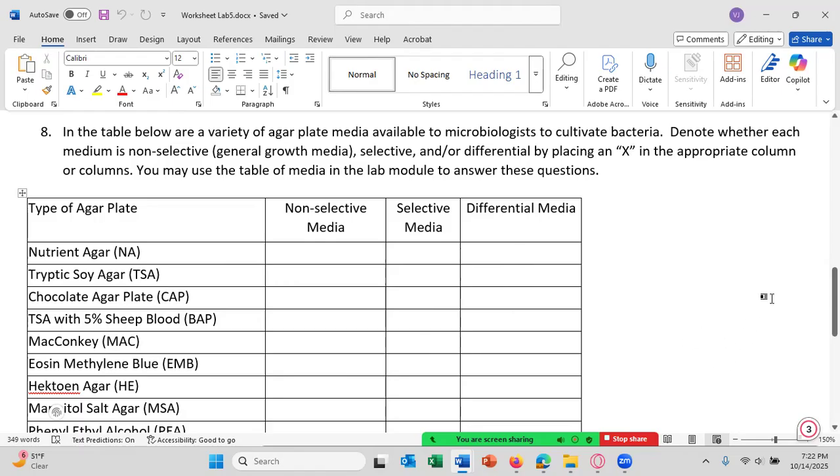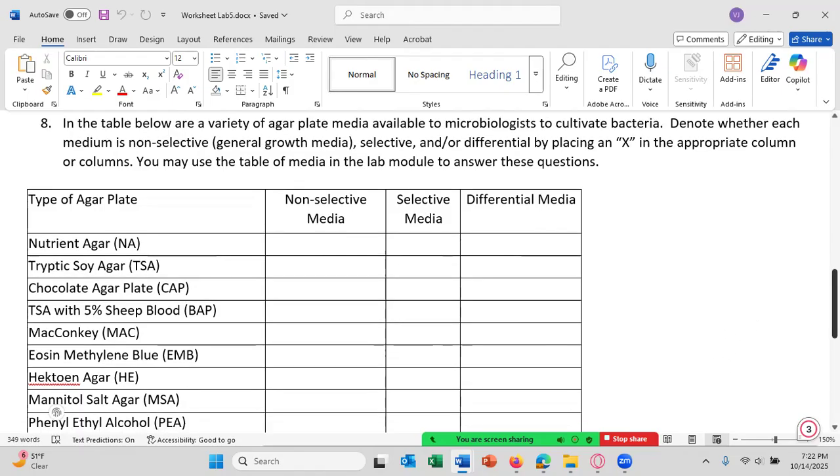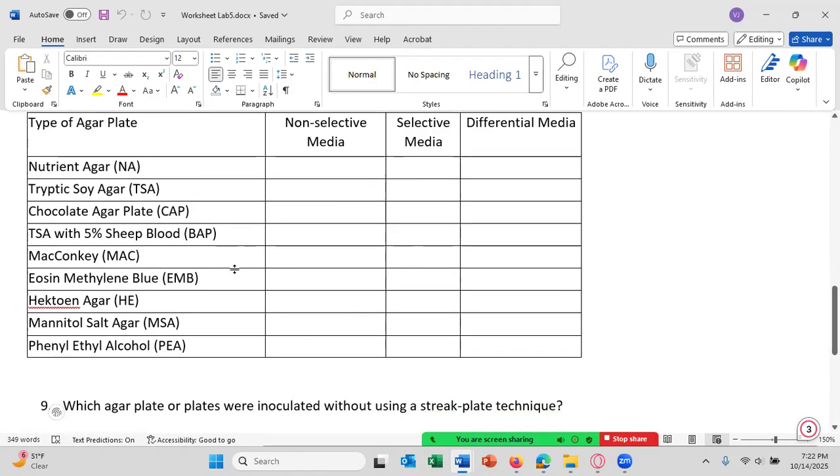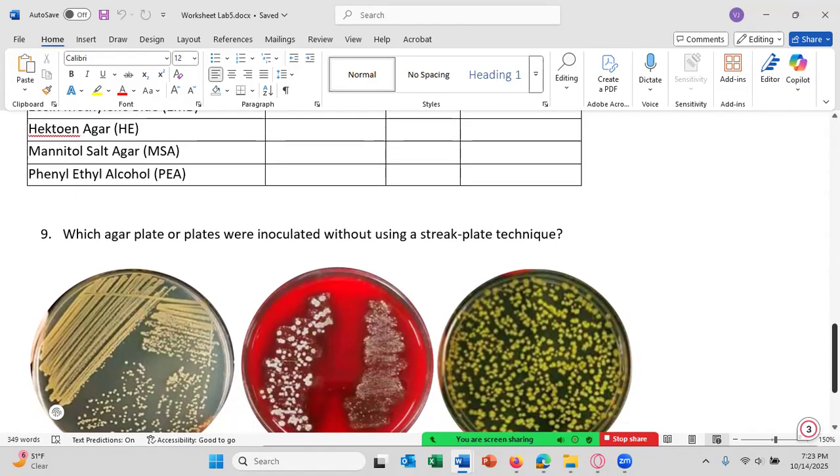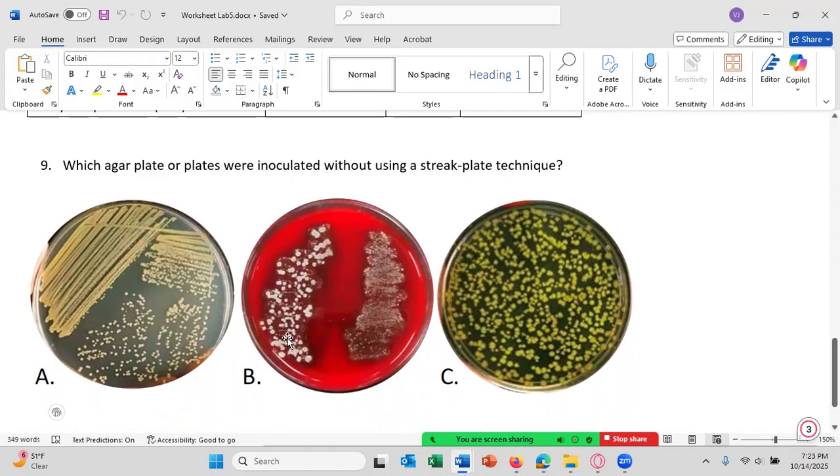Any questions about any of this? And the table in the lab module gives you the answers for these, by the way. You may have to read, but you can find the answer eventually. And then 9, which agar plate or plates were inoculated without using a streak plate technique? Plate A, plate B, or plate C? Any questions?